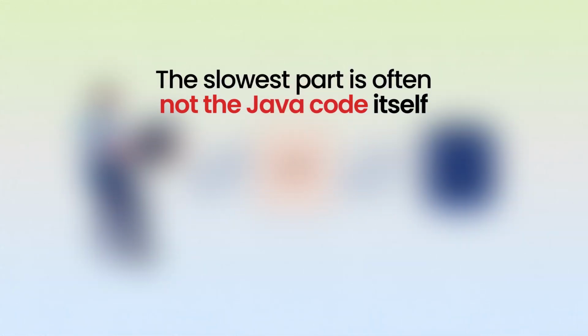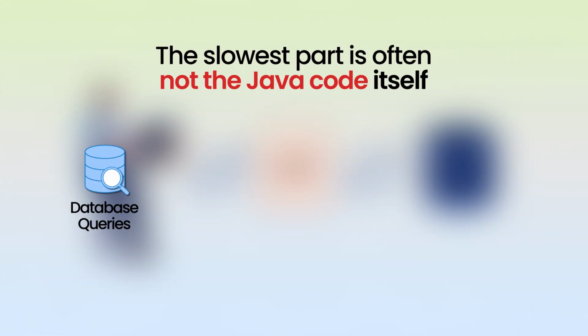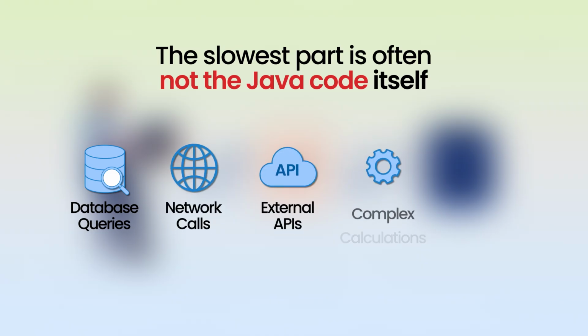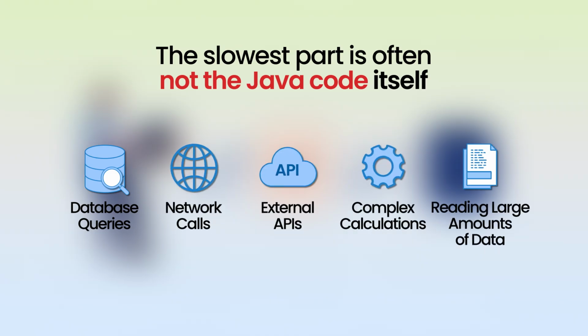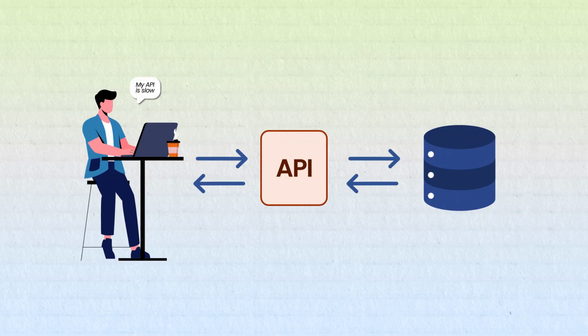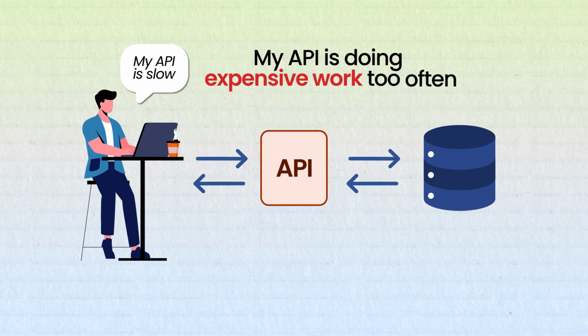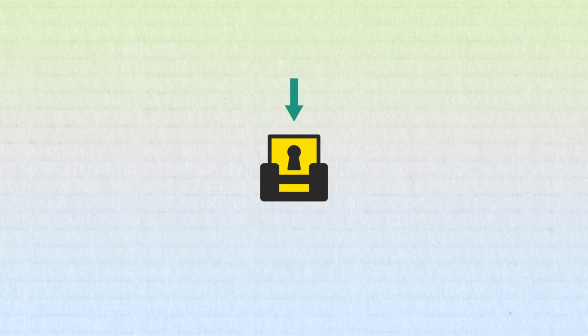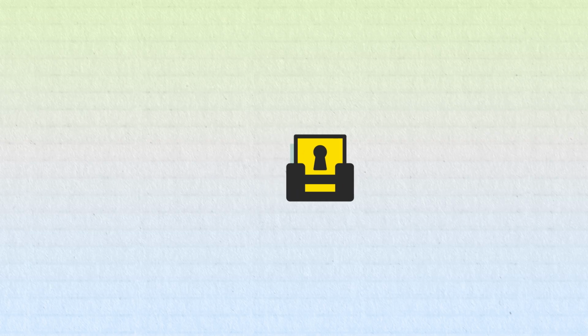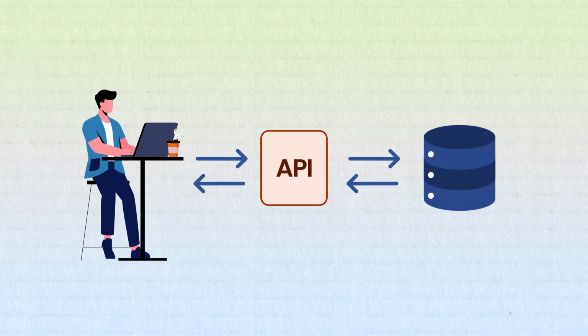The slowest part is often not the Java code itself. It's usually one of these things: database queries, network calls, external APIs, complex calculations, or reading large amounts of data. So when people say "my API is slow," the real problem is often "my API is doing expensive work too often." Caching solves this by storing the result of expensive work temporarily. So instead of asking the database every time, the API can reuse the previous result.